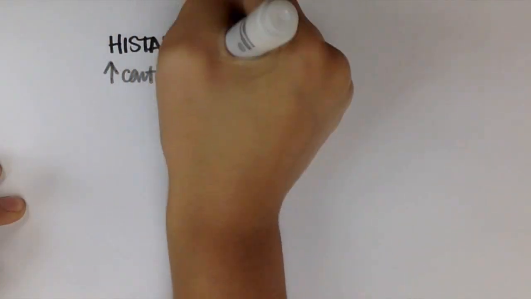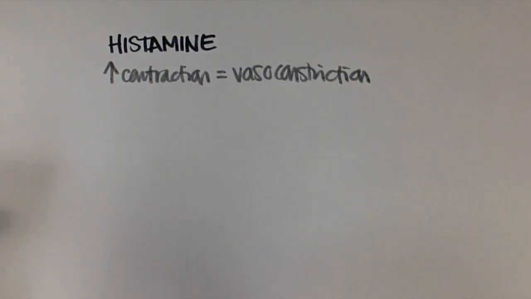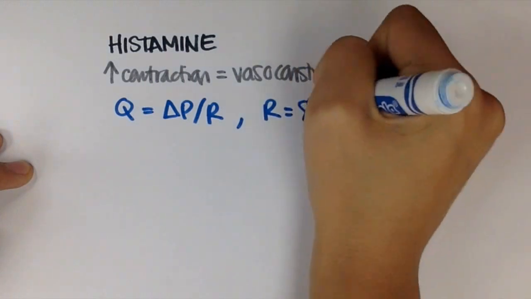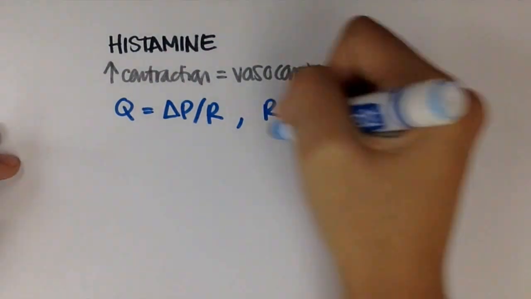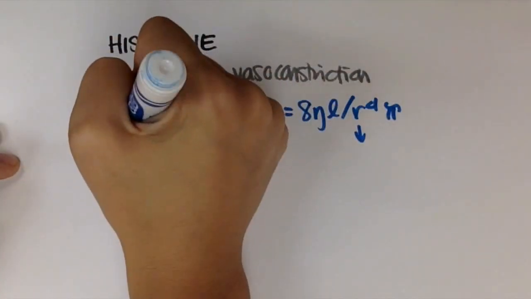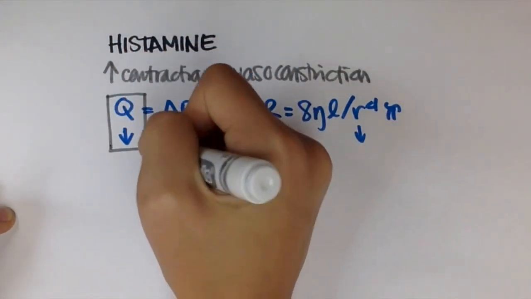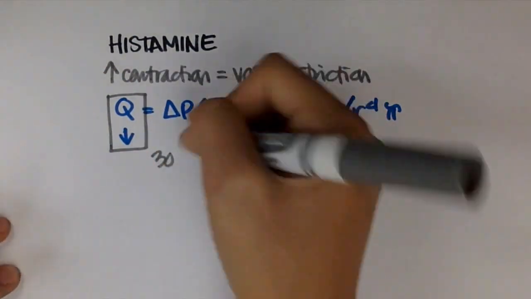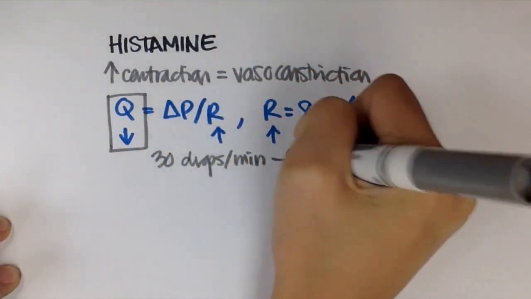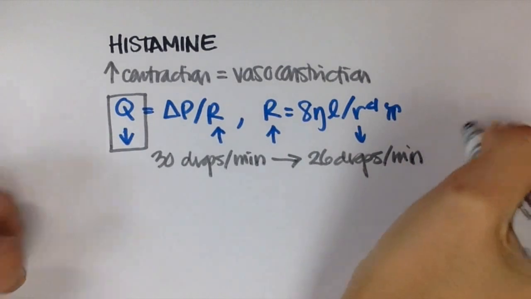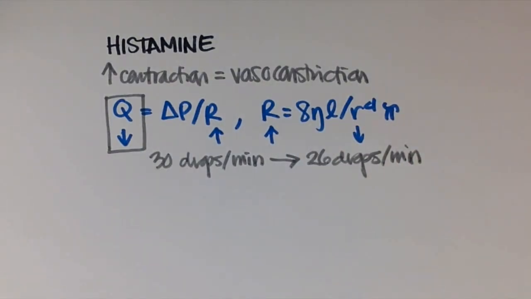Given this understanding of how histamine acts to increase vasoconstriction in this experiment, the decrease in flow rate observed in our data can be explained by Ohm's law. Here, flow rate decreased from 30 to 26 drops per minute. Vasoconstriction decreases the radius of blood vessels, and because Ohm's law shows that radius and resistance are inversely proportional, any decrease in radius will result in an increase in resistance. Because resistance is inversely proportional to fluid flow, any increase in resistance causes a decrease in fluid flow.